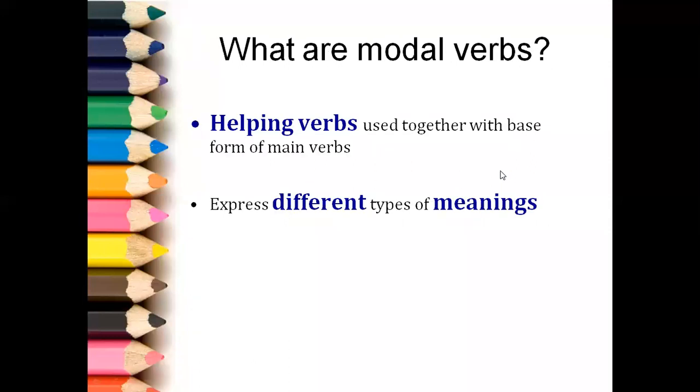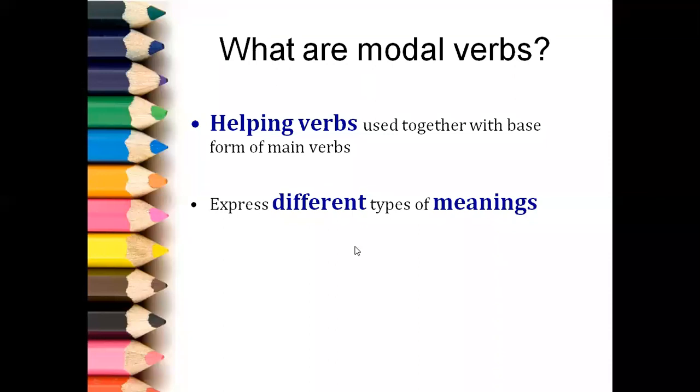So let us try to understand what modal verbs are. Modal verbs in English are also called helping verbs. They're not just verbs, but helping verbs, which are used together with the base verbs or the main form of verbs. Remember, we cannot use modal verbs independently. You have to use them with the main verb in your sentence. The purpose of using modal verbs is that you can express different types of meanings in English.